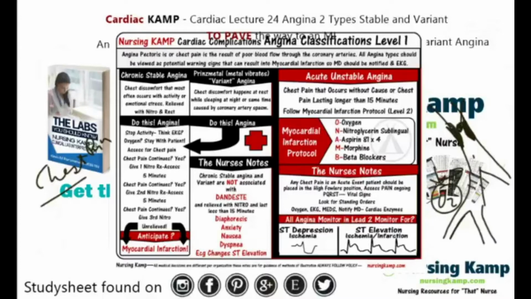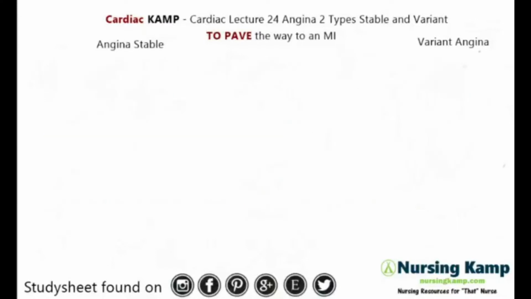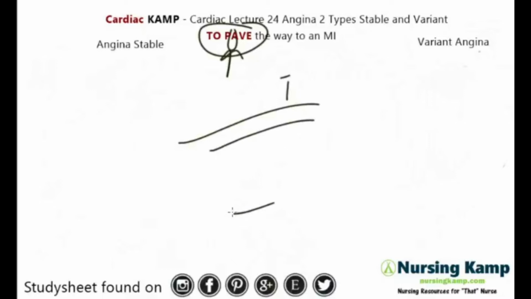So what is it? Angina. Angina is chest pain. It's a result of poor blood flow to the coronary arteries. And when we're paving our way to an MI, in a previous lecture I talked about all the reasons why a person gets an MI, and that's to pave. And the A is the main issue that we're focusing on, and that's the artery.